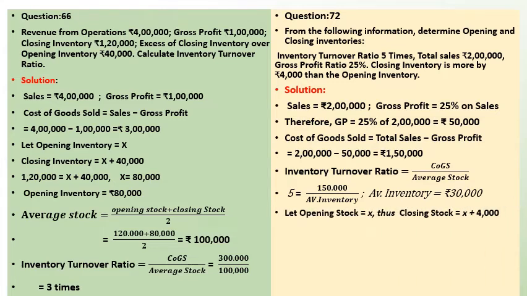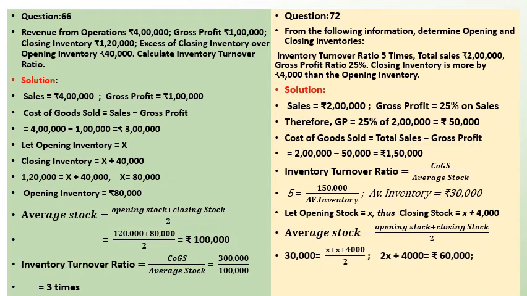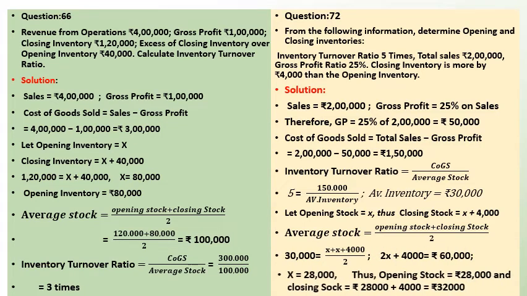Let opening inventory be x, thus closing inventory or closing stock is equal to x plus 4,000 as per the condition of the question. So now average stock is equal to opening stock plus closing stock by 2. Now by solving this one, we'll get x is equal to 28,000. Thus opening stock is equal to 28,000 and closing stock is equal to 4,000 more, that is 32,000.